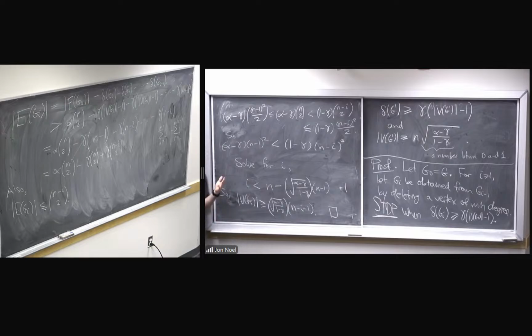Okay, so to recap, if I've got a graph with high edge density, I can find a small part of it that has high minimum degree, and then we're going to work completely in there to try to construct our complete multipartite graph. Okay. Questions or anything?